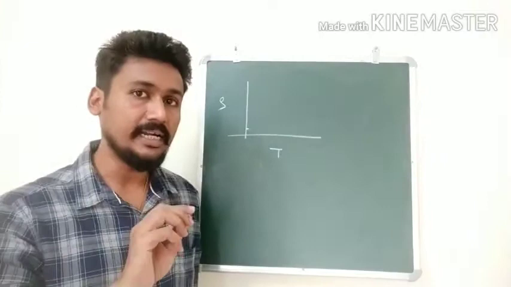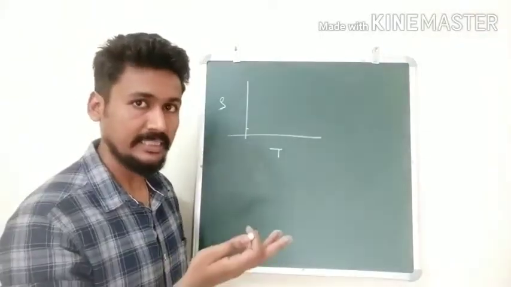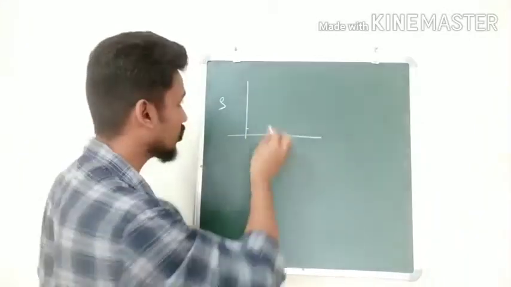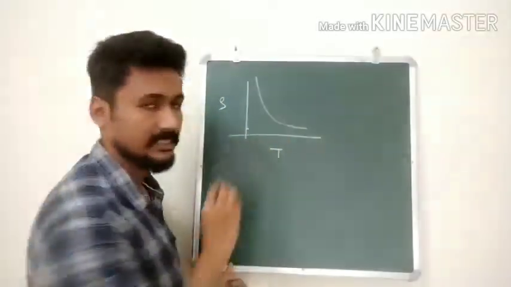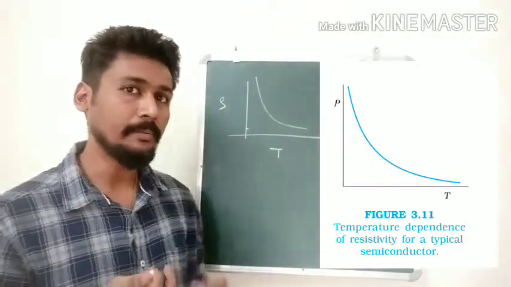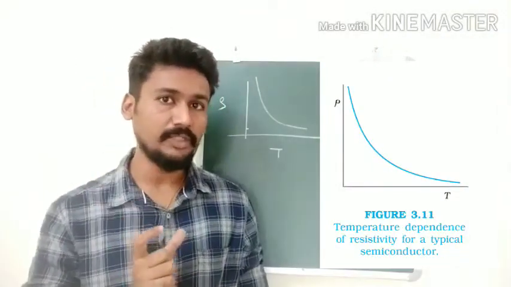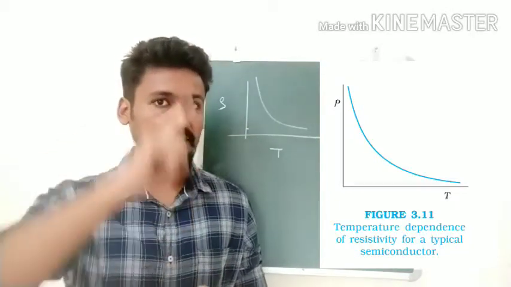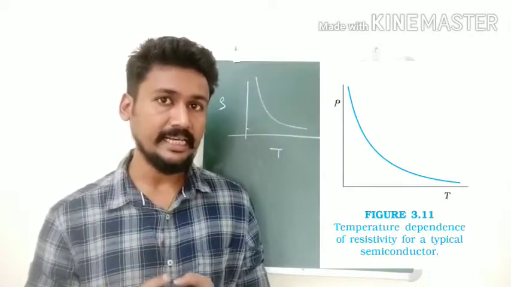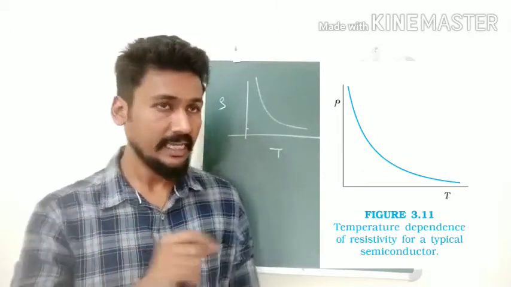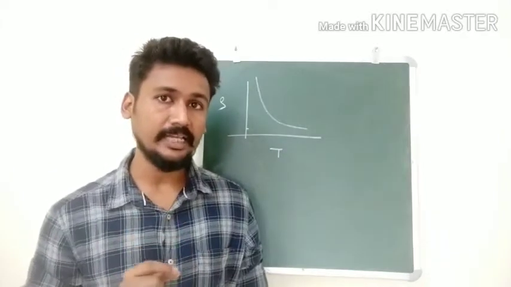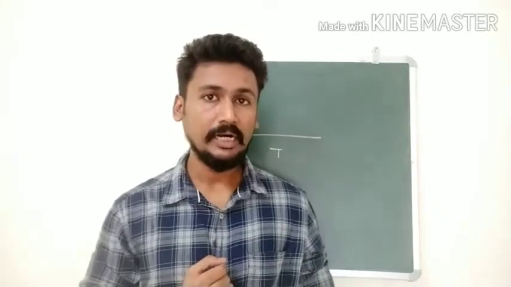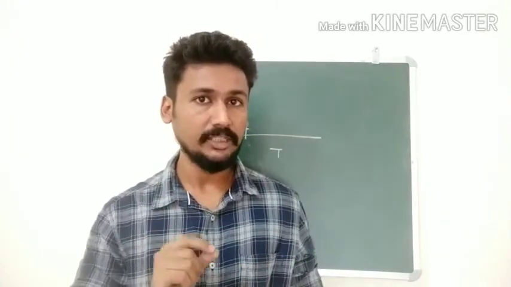In semiconductors, the opposite thing happens. As temperature rises, the resistivity actually decreases. So for semiconductors, you notice a graph like this. In the exam, you might be shown a graph of resistivity versus temperature, and you can identify if it is an increasing graph. In that case, it is a graph for a conductor. If it is decreasing, it is a graph for a semiconductor.